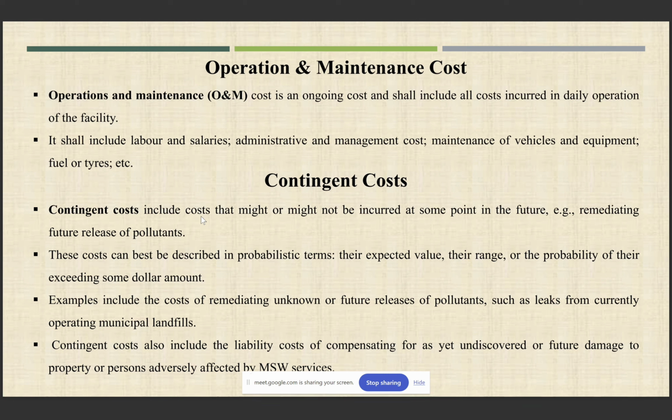It also includes the cost required for compensating. Suppose there is some release of the leachate into the groundwater, it pollutes the groundwater, and suppose that groundwater is used for irrigation purpose on the downstream side of that landfill by the farmers. Since now that groundwater is contaminated, the farmers will not be able to use that groundwater, and the compensation to those farmers will be taken care of by this contingent cost.